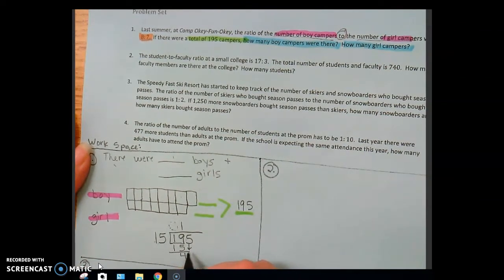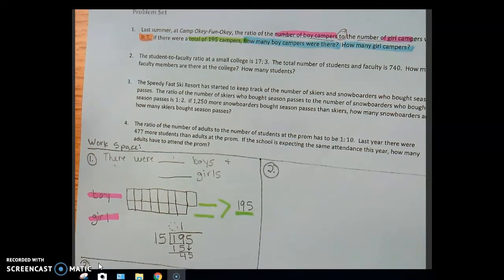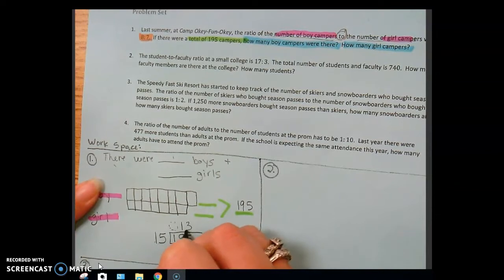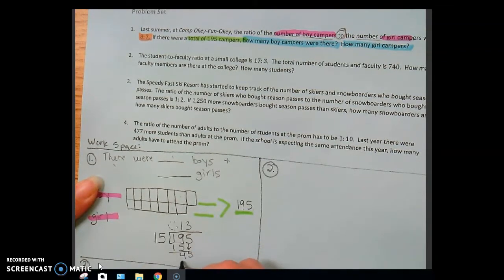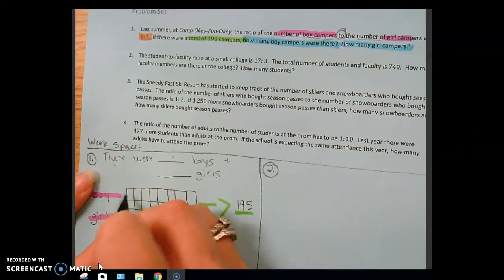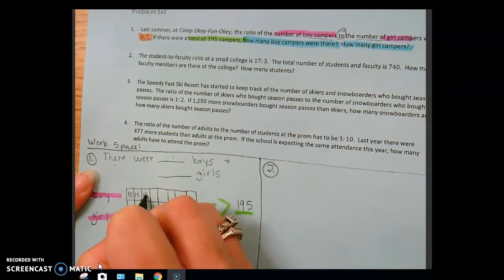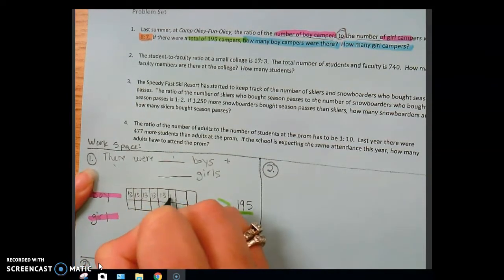So then I bring down, how many groups of 15 can I make out of 45? Well, I know it goes 15, 30, 45. So that's 3 groups of 15. 3 times 15 is 45. So that divided evenly, that tells me that 13 needs to be in every single one of these boxes.